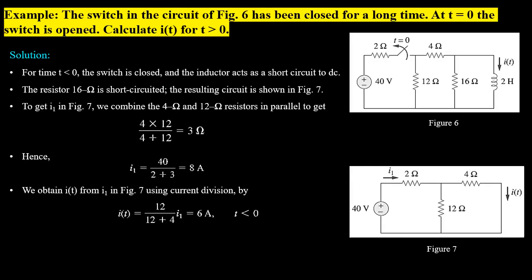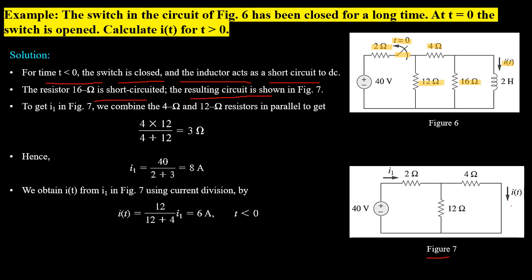Now in the next example, for the circuit in figure 6, the switch was closed for a long time and is being opened at time t = 0. Now you have to calculate the current i(t) for time t greater than 0. If you look at figure 6, the circuit consists of one inductor, 4 resistors and one independent DC voltage source. For time t less than 0, the switch is closed and the inductor will act as a short circuit to DC, and during this, energy will be stored in the inductor. So no current will flow through the 16 ohm resistor, and the resultant circuit is shown in figure 7.